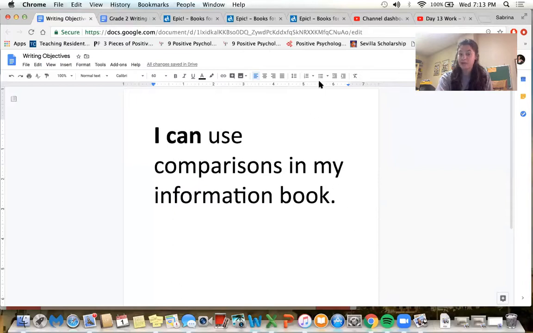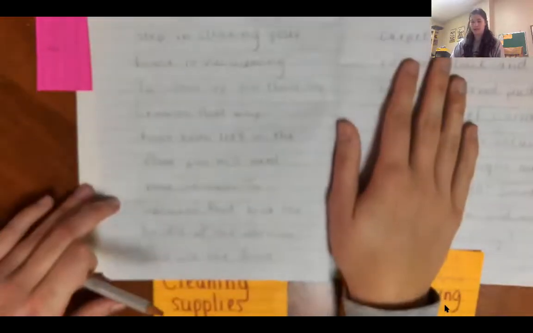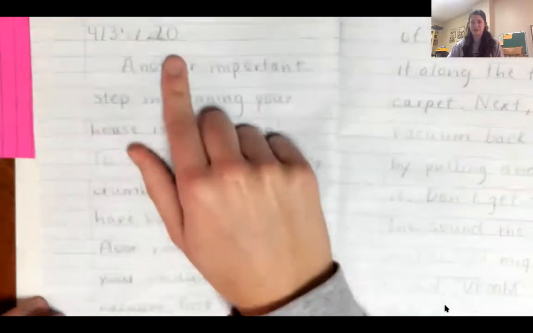So I actually ended up writing another chapter to my cleaning information book. I'm going to read it to you, and then I'm going to try to add in a comparison somewhere to help it be a little more clear for people who might not exactly know what I'm talking about. Okay, so I put my date here. My paper got a little ripped, but I put my date, skipped lines.